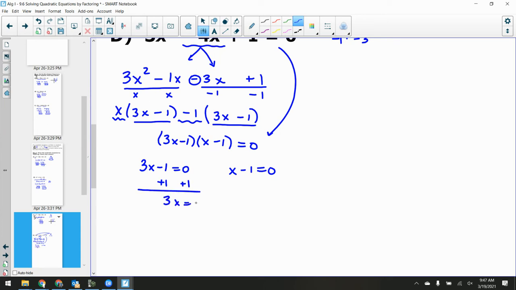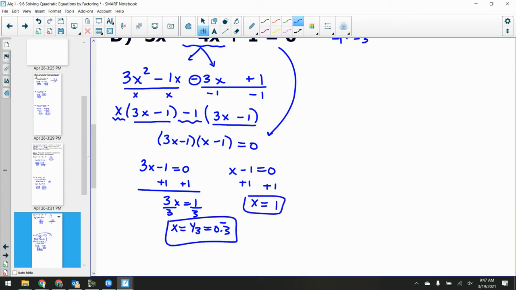We have 3x is equal to 1, and we divide by 3, we get x is equal to 1/3. Or if you wanted to write it in decimal form, 0.3 repeating. And then we add the 1 over to the other side, so x is equal to 1. So here are my 2 solutions. You're going to notice when you get a hard type factoring problem, your zeros come out to be decimals. When it's an easy type, they're going to be whole numbers.